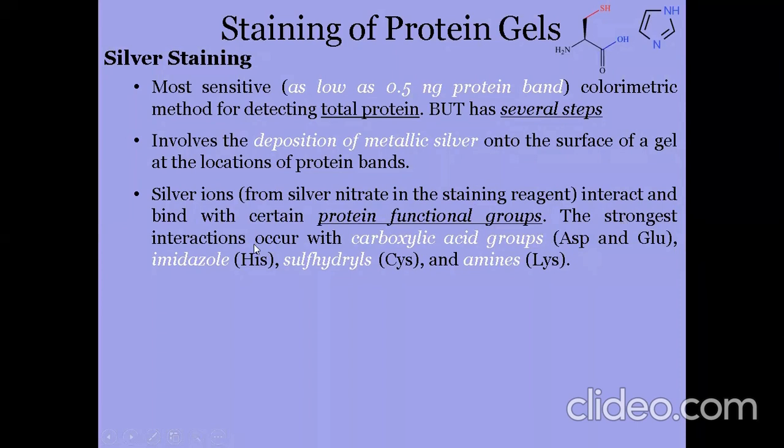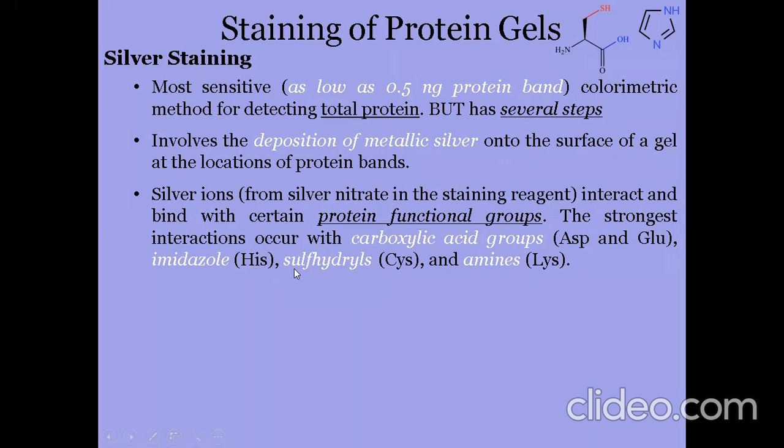The strongest interaction occurs with the carboxylic acid. So the protein has carboxylic acid, and these silver ions can interact with the carboxylic acid of aspartic acid and glutamic acid. And imidazole present. This is the imidazole structure, C3N2H3, and imidazole is present in histidine.